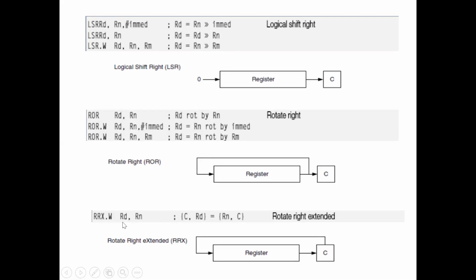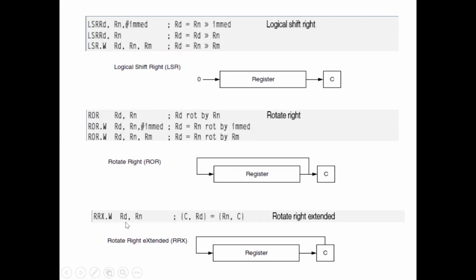The next instruction is rotate right extend. It is similar to RCR instruction in the 8086, that is rotate right with carry. Okay, so the only difference between ROR and RRX is along with carry it rotates towards right. Okay, now least significant bit will go to carry, carry bit will go to the most significant bit for every RRX instruction execution.